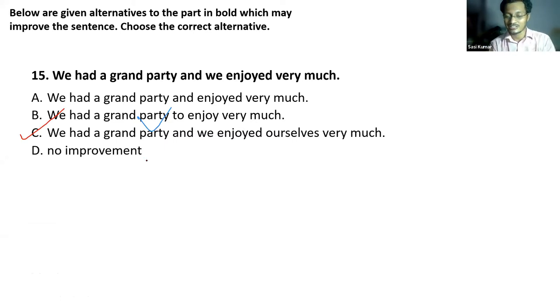Okay, now someone is asking about the 16th question. Are you clear? Can I move on to the next one? Now, please understand. If you ask me, why is A not my answer? Because there is no "we enjoyed ourselves." If there is no such thing, it's grammatically wrong. "We had a grand party and enjoyed very much" is grammatically incorrect. When you're talking to your friend, any rule works. There are no rules when you communicate in English with your friends, right? But when you see questions in a competitive exam, like the SAT, you must understand that we have to strictly follow rules, right? Now, can I move on?